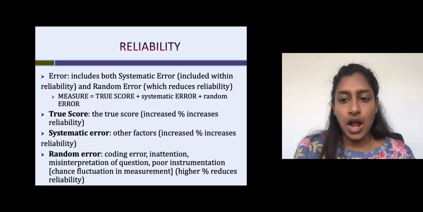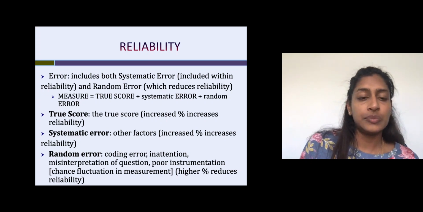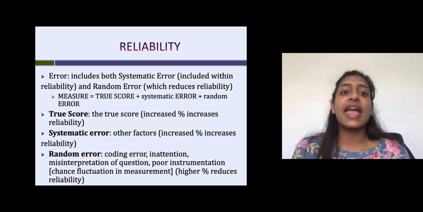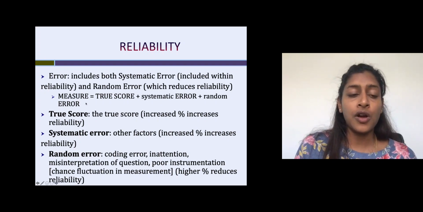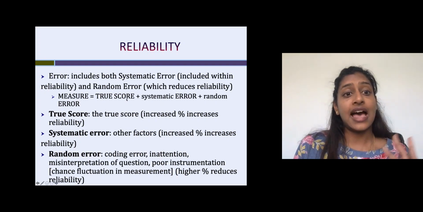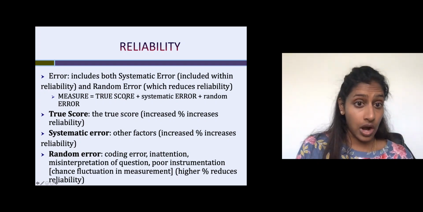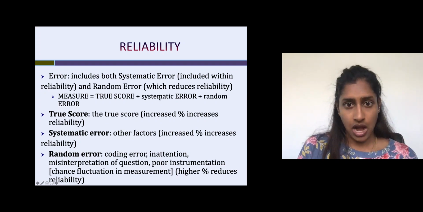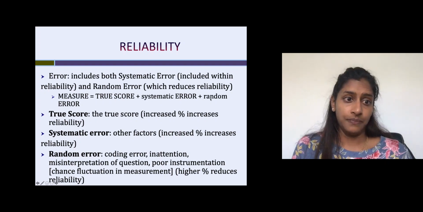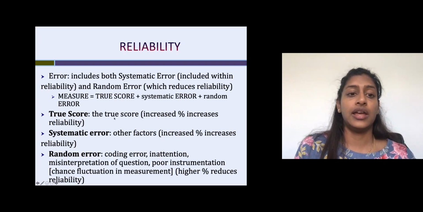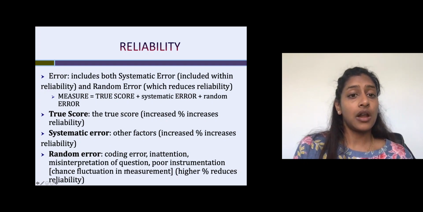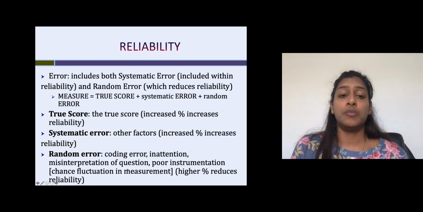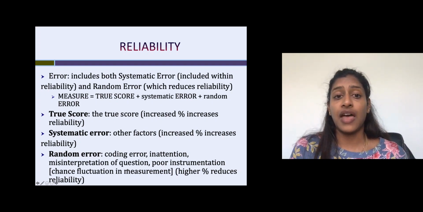So our error actually includes both systematic error and random error. If we take it one step further, our measure is actually our true score plus our systematic error plus our random error. Okay, so our true score is the true score that we got. Our systematic error is other factors. And then we've got our random error. So this could be coding error or something like that.